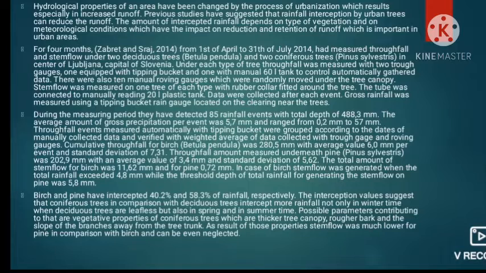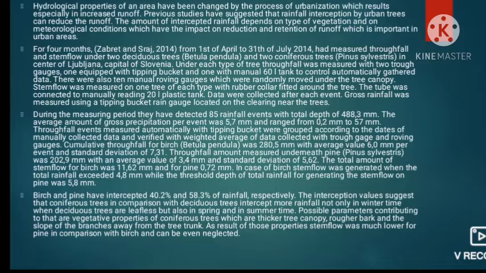Hydrological properties of an area have been changed by the process of urbanization, which results especially in increased runoff. Previous studies have suggested that rainfall interception by urban trees can reduce the runoff. The amount of intercepted rainfall depends on the type of vegetation and on meteorological conditions, which have an impact on the reduction and retention of runoff, which is important in urban areas.